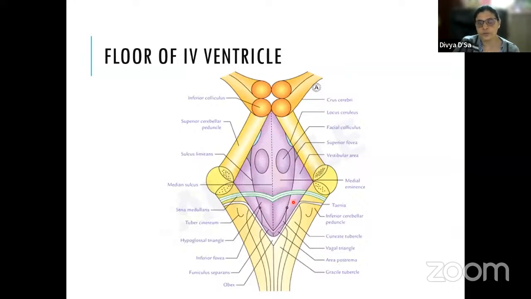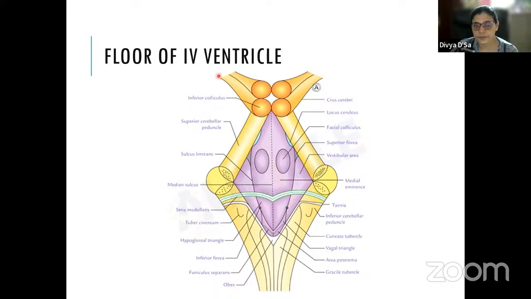Now coming to the floor of the fourth ventricle. This can be asked in both ways. As part of a question to describe the fourth ventricle, you have to describe all the features, that is the location, the recesses, the roof, and the lateral boundaries. But if it is only the rhomboid fossa or floor of the fourth ventricle, then you need to draw only this diagram, label it and explain it.